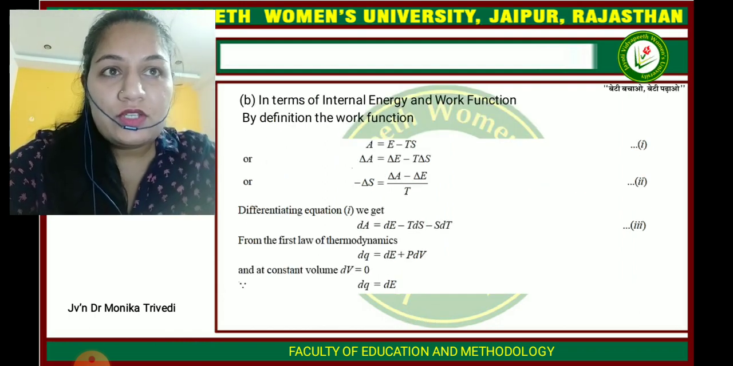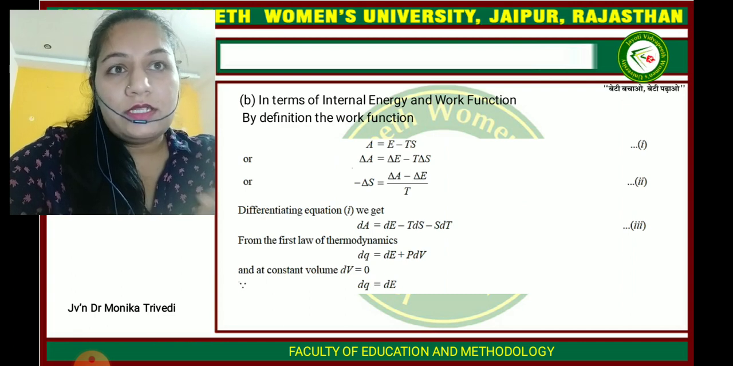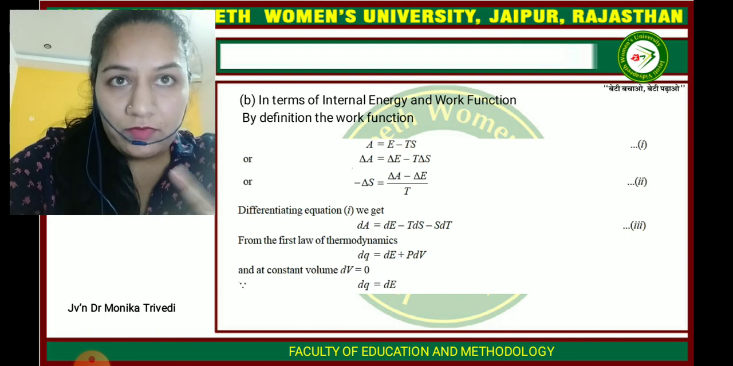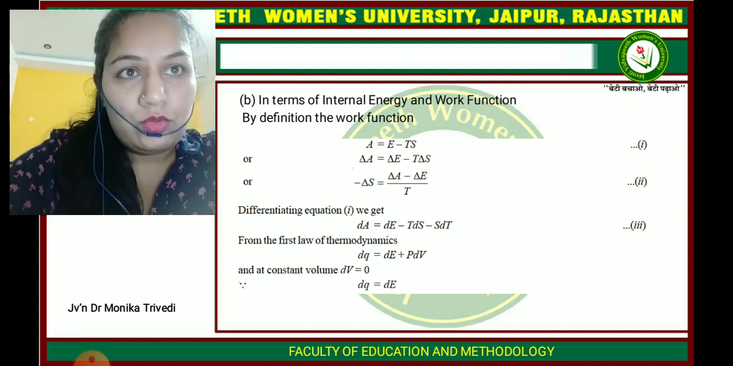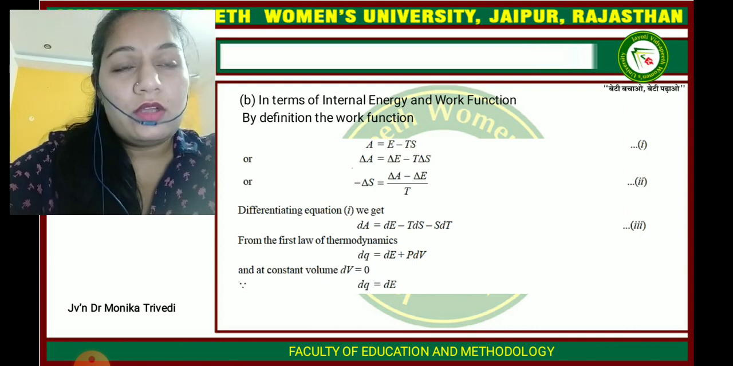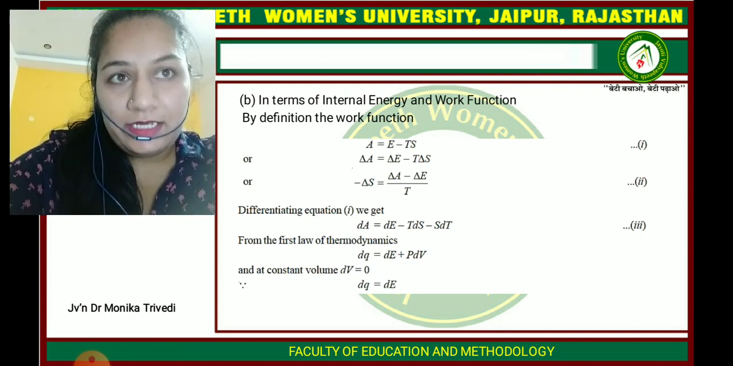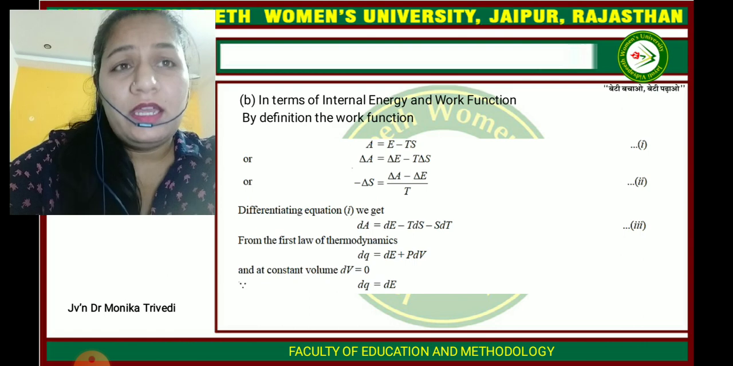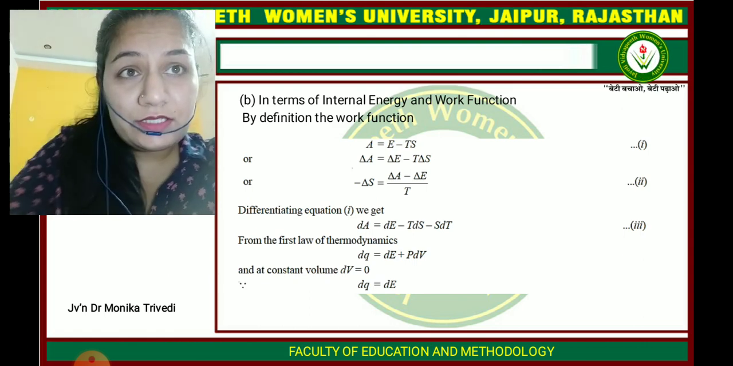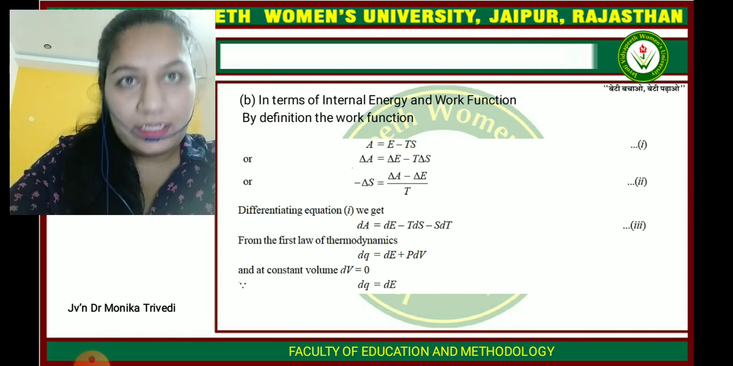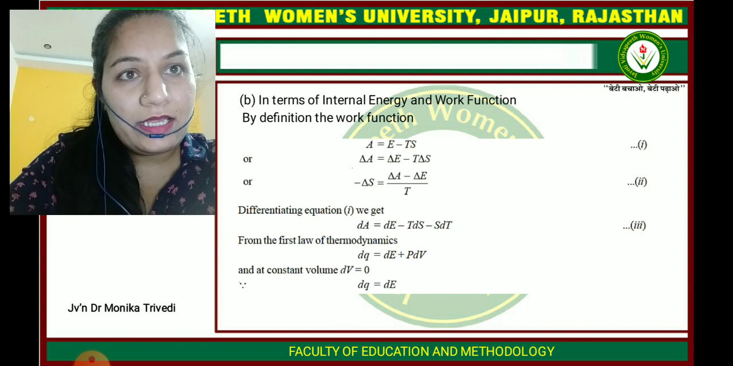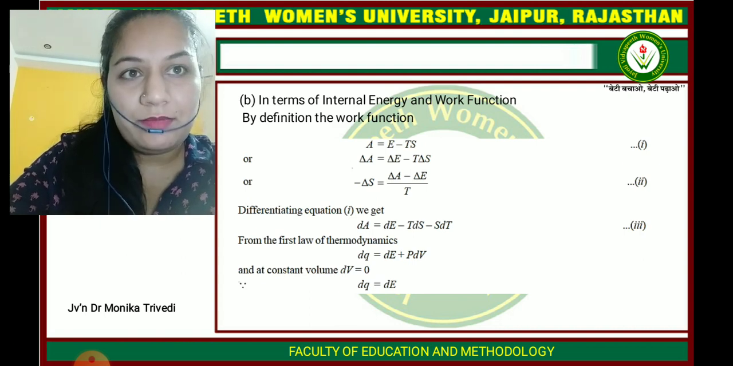The second expression is for the internal energy and work function. So A is the work function here. As we know, A is equals to E minus TS. Or we can write it as del A, the change in work function, is equals to del E, the change in internal energy, minus T del S. So what we get? Minus del S is equals to (del A minus del E) by T.